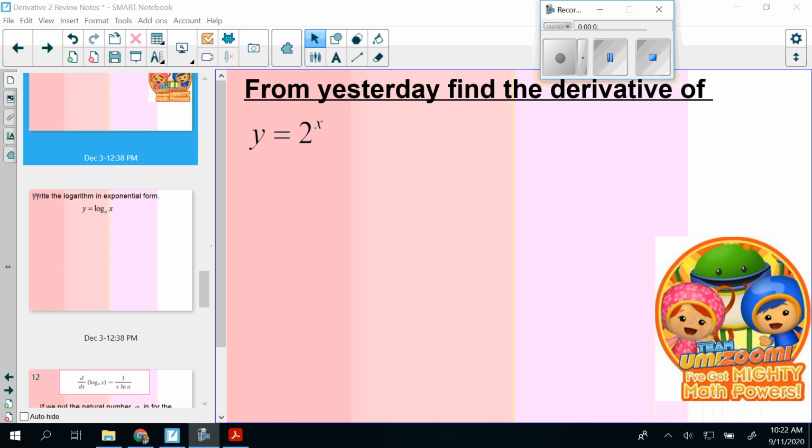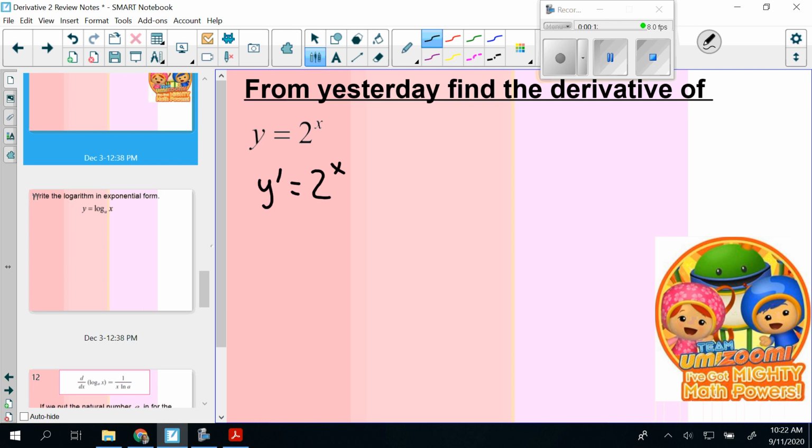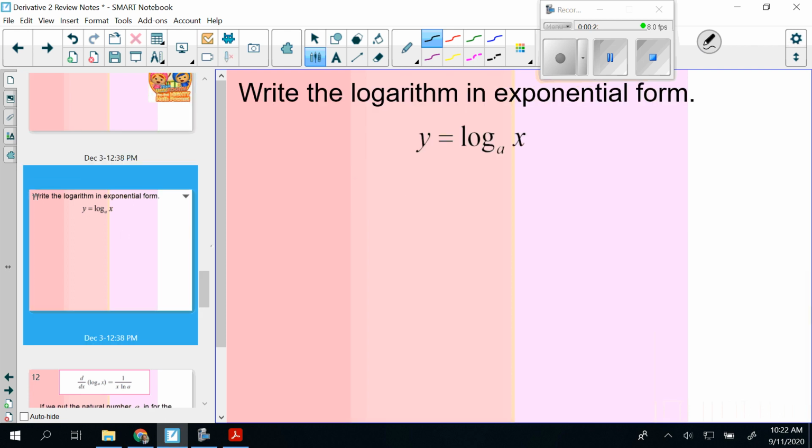All right, from one of our previous lessons, we looked at how to find the derivative of one of these exponentials. And we know that derivative here would be the same exponential, in this case 2 to the x, times, though, the natural log of whatever that base number is. So it'd be 2 to the x times ln 2. All right. What about this one?